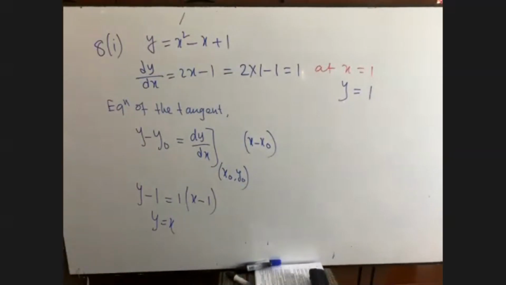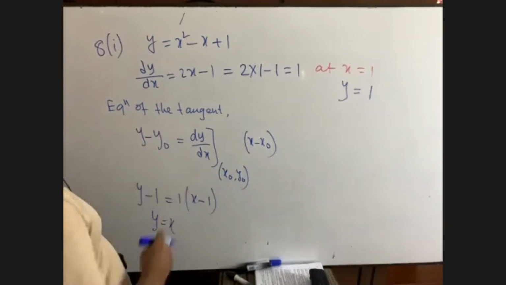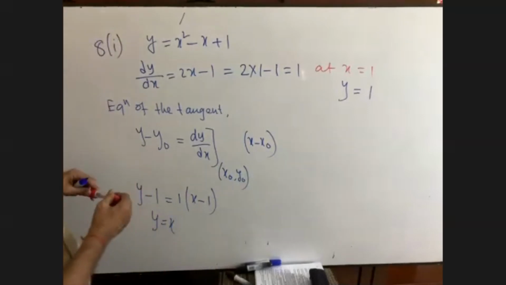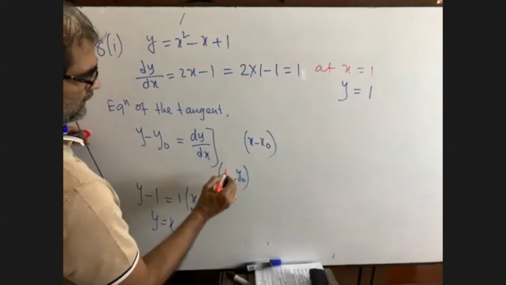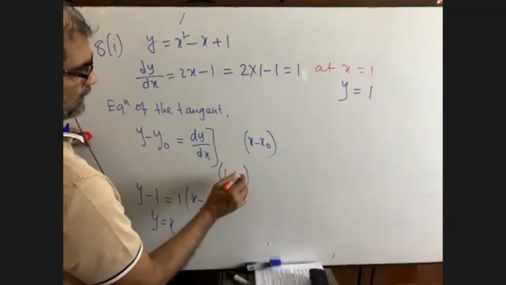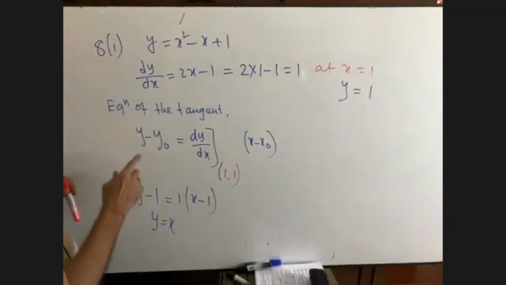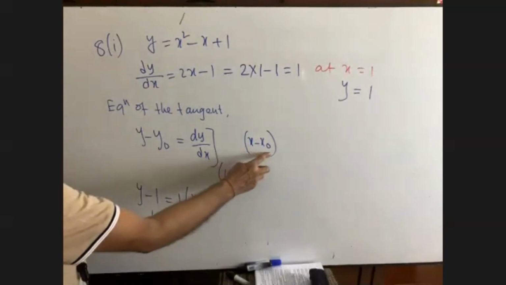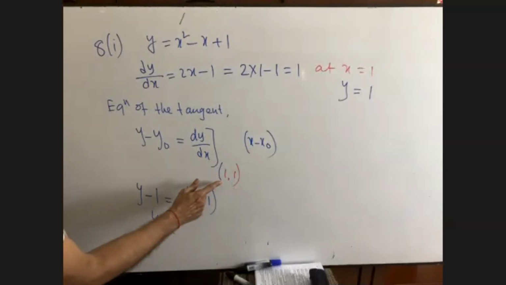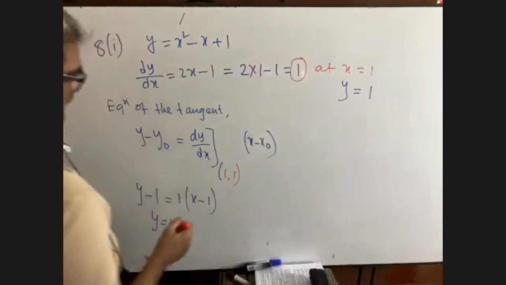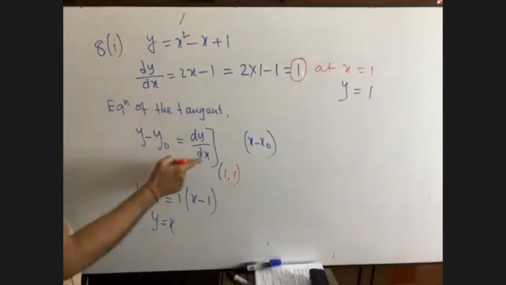Now please let me know where you have failed to understand. Here x naught, y naught means (1, 1). If you don't understand, I can show you. This is 1, comma, this is 1. So now you will come to know y minus 1, x minus 1, and at the point 1, we get m equals 1. This is m.